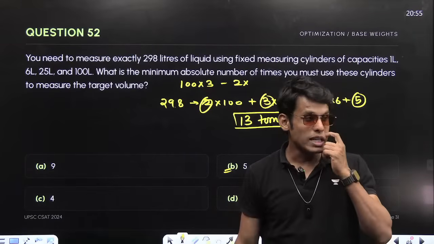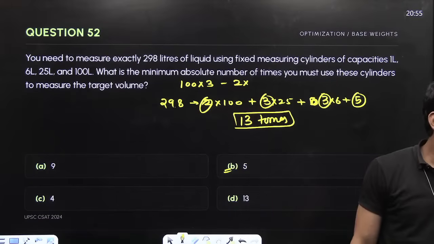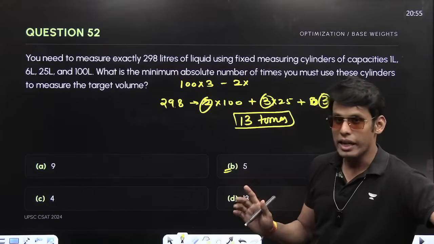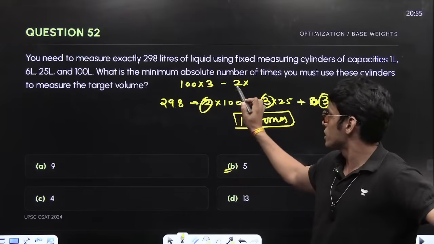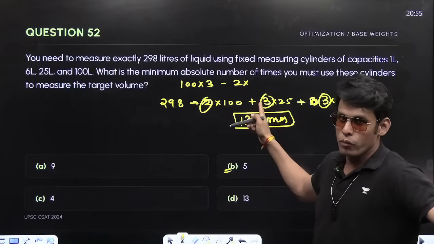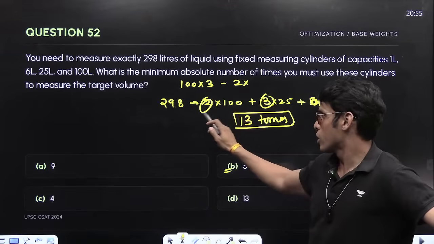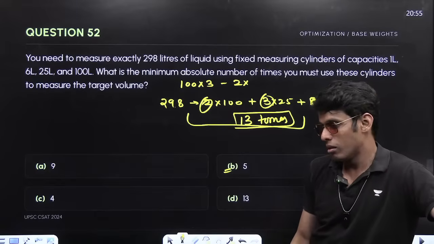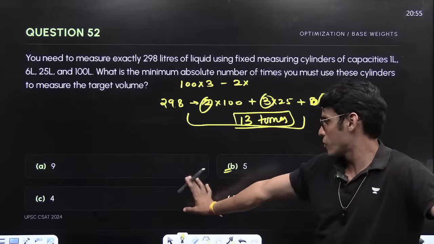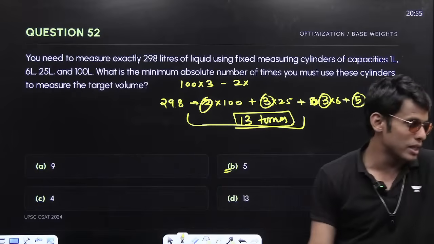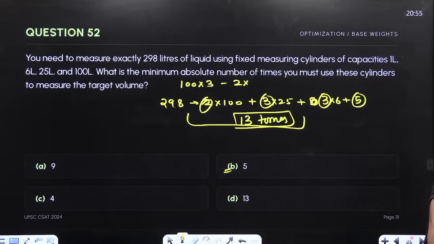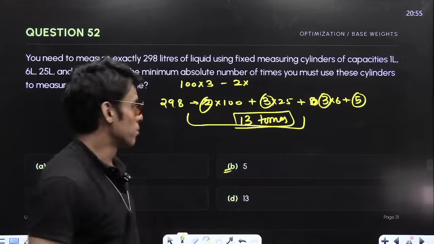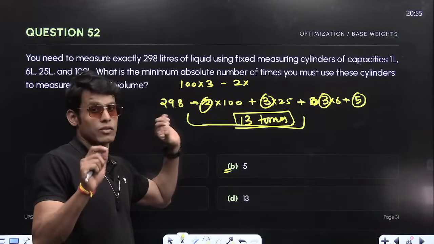So what is the minimum number that is required? See, in all honesty, the answer should be 5, but I have told you the logic of 13 as well. Majority of the people must have given the answer as 13 times, but logically the answer has to be 5, in my opinion. And I have told you the exact wordings.